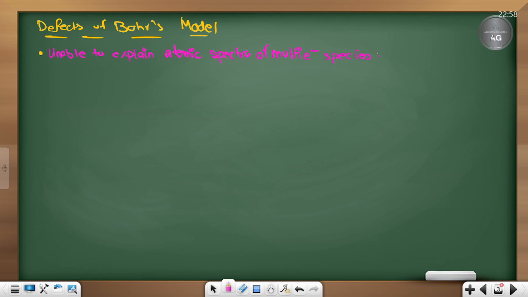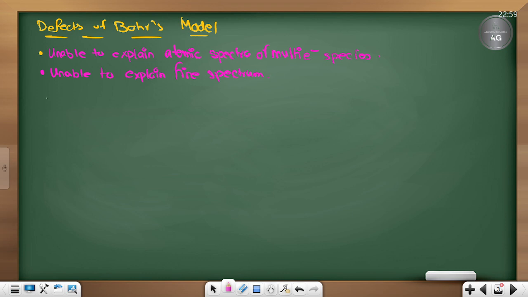Clear? Understood? No doubt. The second one is that it is unable to explain the fine spectrum, or ultra fine spectrum. Fine spectrum means more dense spectral lines. That cannot be explained by Bohr's model. Clear or not clear?